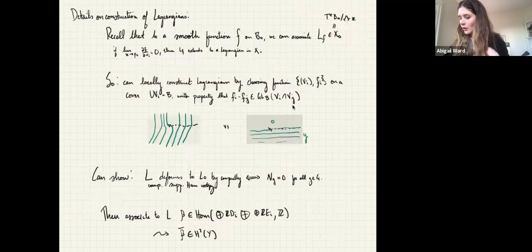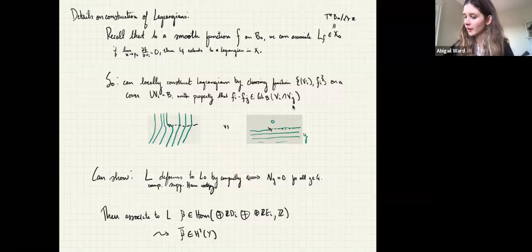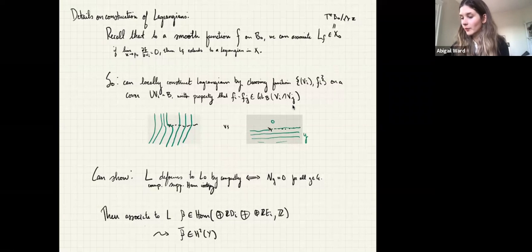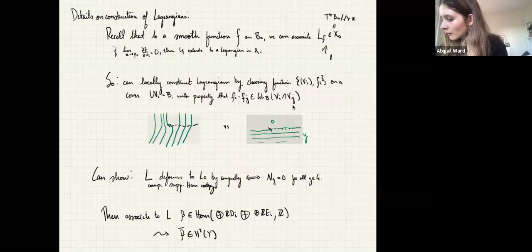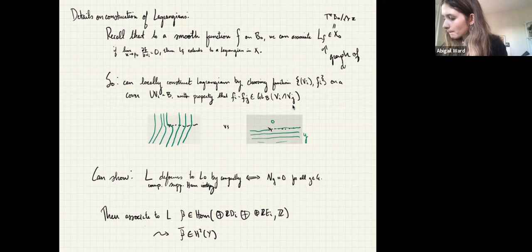Okay. So a little more detail on the construction of these Lagrangians. So how am I going to get this? I'm going to use the fact that my dual space, or my X here, is equal to this quotient of your cotangent bundle. So to a smooth function on the smooth locus of your integral affine space, we can associate a Lagrangian section in your X naught. This is just the graph of the differential of F.